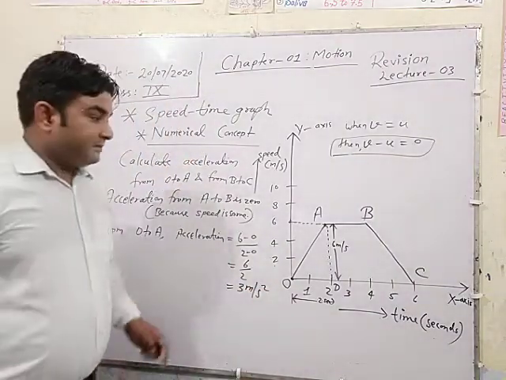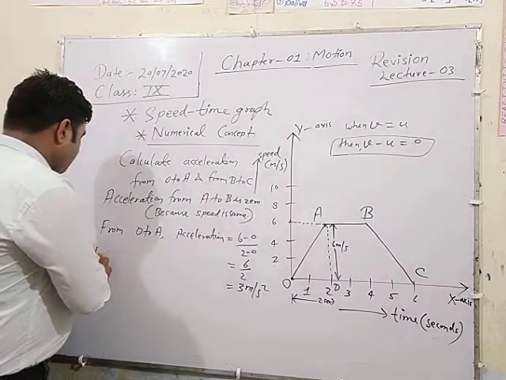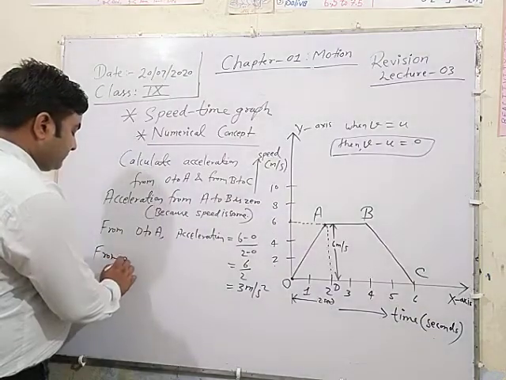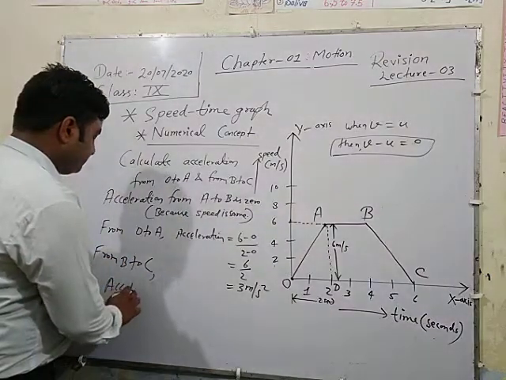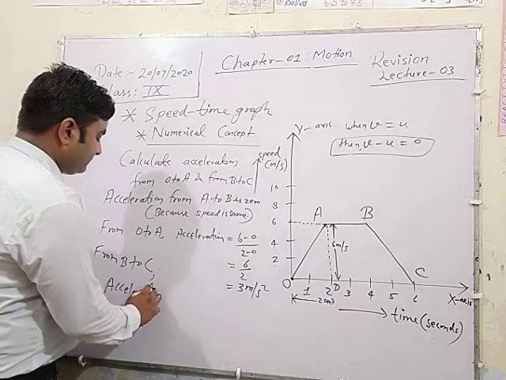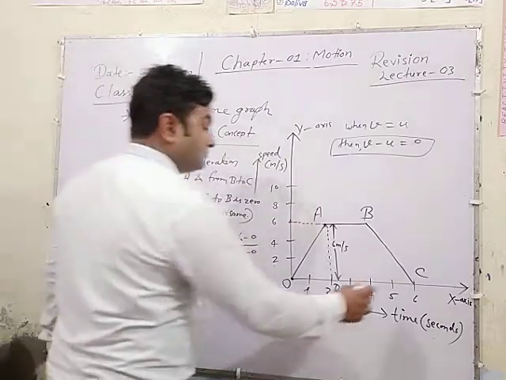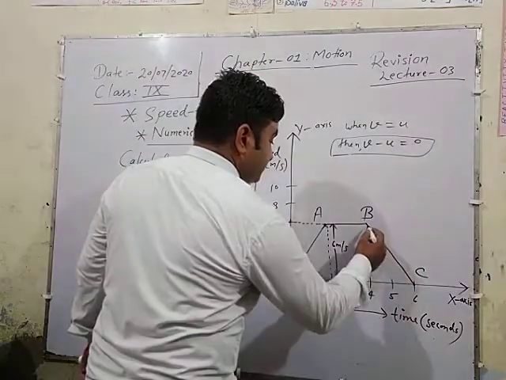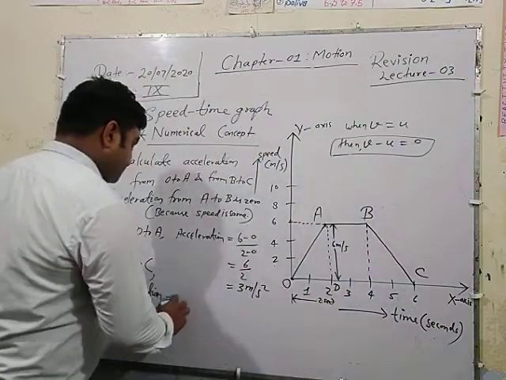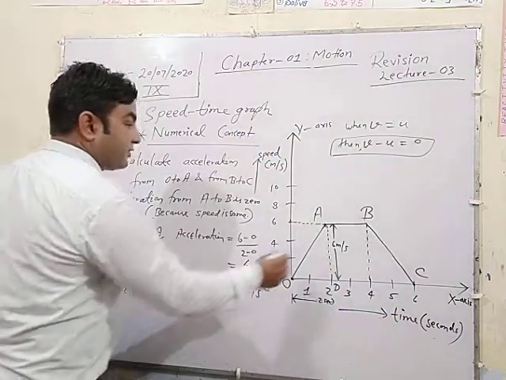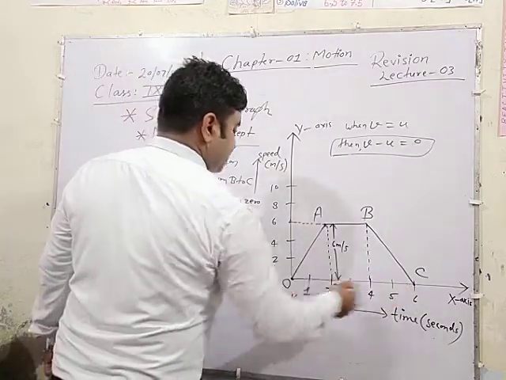Clear? And then from B to C, acceleration from B to C is equal to, at point C, the acceleration concept will be obtained whenever the speed concept is clear. Speed at point C is 0, and at point B is 6. So 0 minus 6 upon time, that is 6 minus 0 means what? 6.